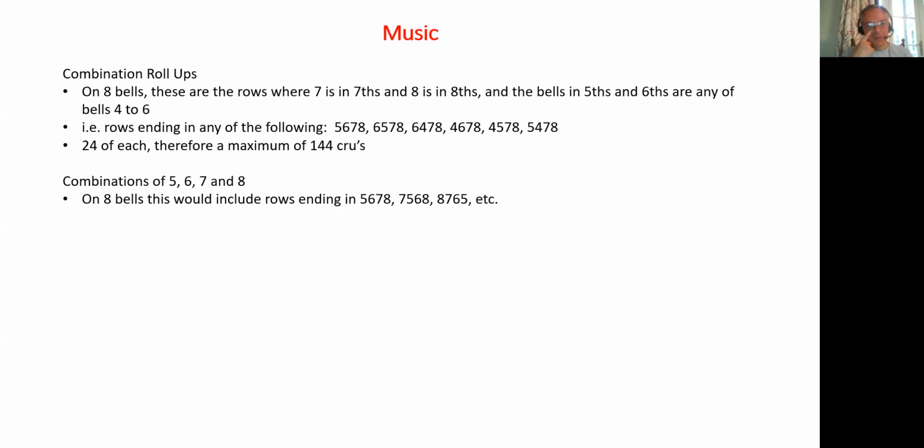Other things that you might see more nowadays are combinations of 5, 6, 7 and 8. So that would be rows ending, for example, in 5 6 7 8, 7 5 6 8, which is the Tittums position, or 8 7 6 5, which is obviously backward, bringing the sequence backwards. So sometimes you'll see compositions that aim for as many combinations as possible of 5, 6, 7, 8, because they are quite pretty.